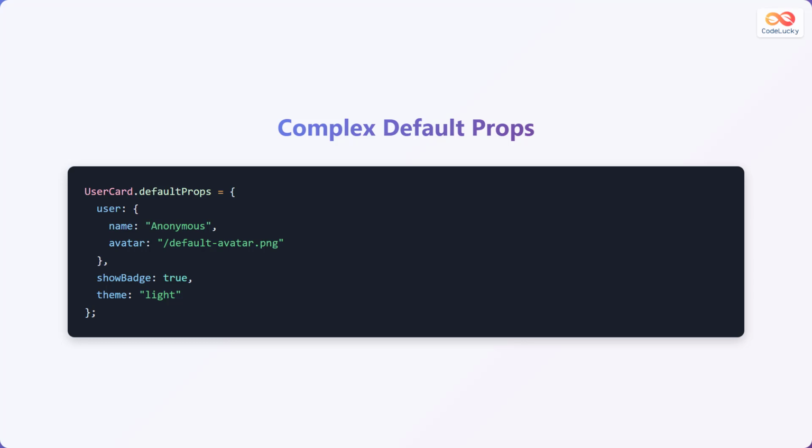Default props can also handle more complex data structures like objects. Here's an example using a UserCard component. If no user prop is provided, the component will use a default user object with the name of Anonymous and a default avatar image. The showBadge prop defaults to true, and the theme prop defaults to light. This is useful for providing a complete set of default configurations for your components.